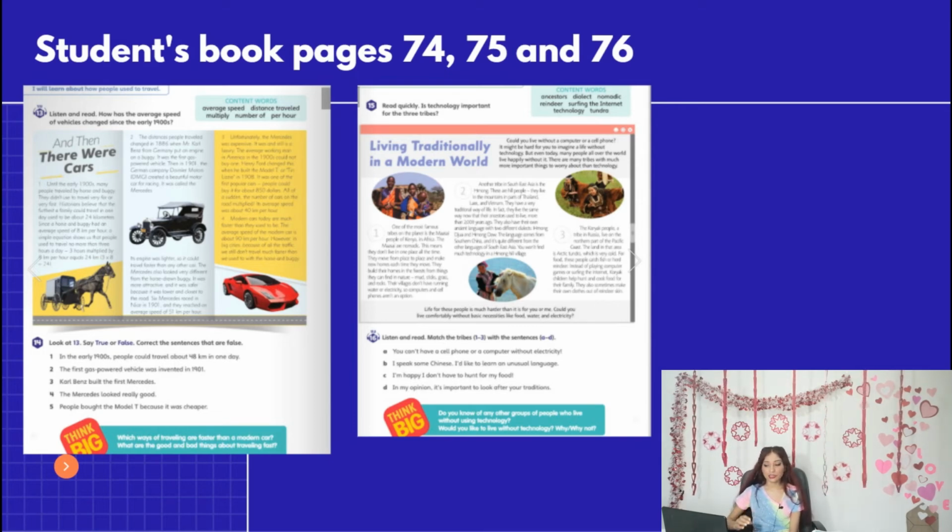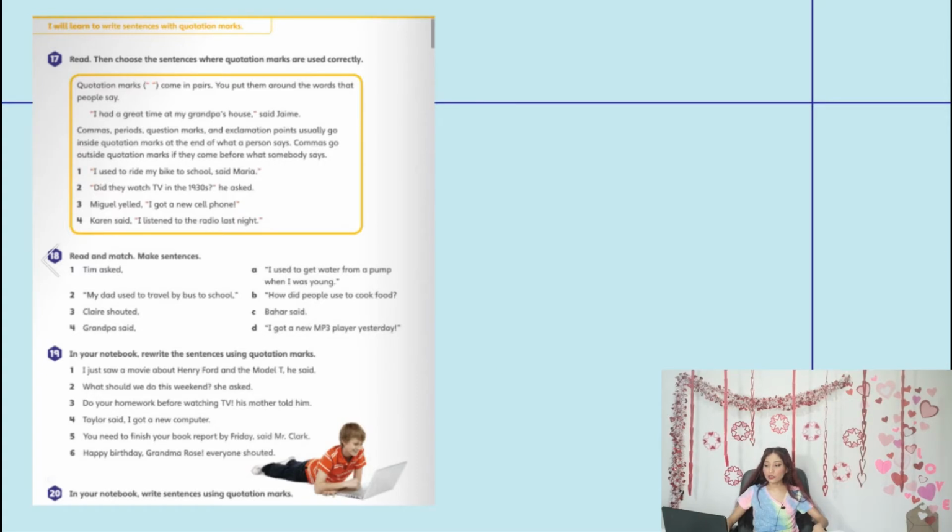Why? Why not? Now, activity 16 says, listen and read, match the tribes from 1 to 3 with sentences A to D, okay? So, letter A, B, C, and D, you are going to match them with the paragraphs 1, 2, and 3, okay? So, that's it. And you are going to do this on your own because now I'm going to explain the activity that we have on page 76.